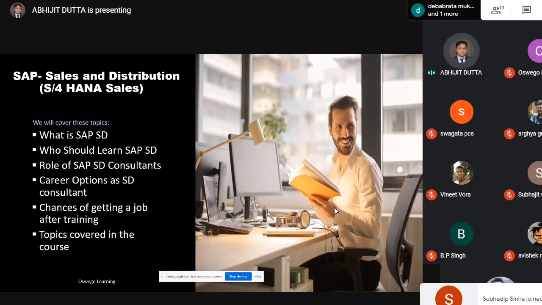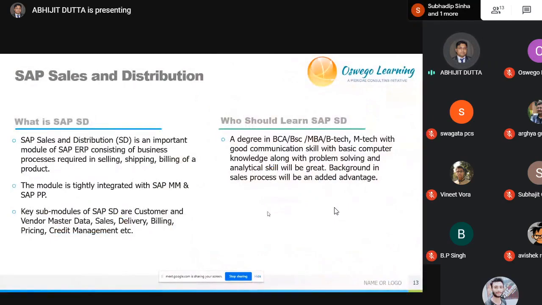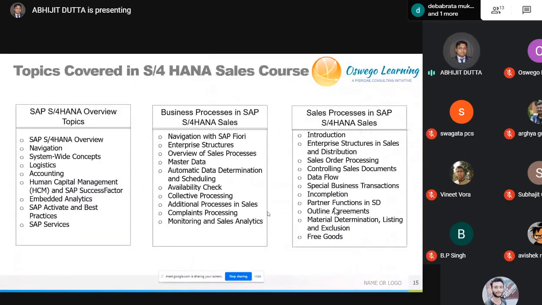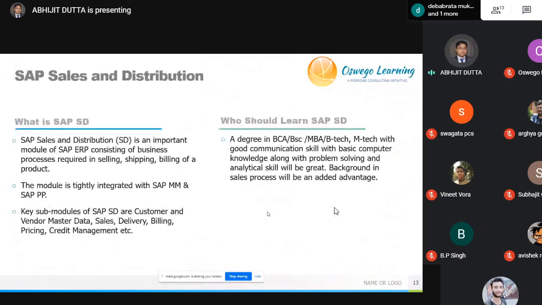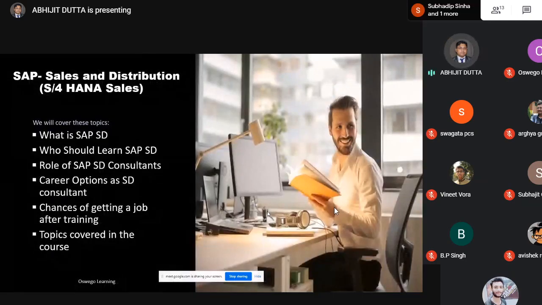So to be very frank, SAP sales and distribution starts from when you get your sales order. There is some activity before your sales, just like inquiry, where the customer starts asking whether this particular material is available or not. Sometimes inquiry comes in, and then there is a process of quotations. So these are the topics.